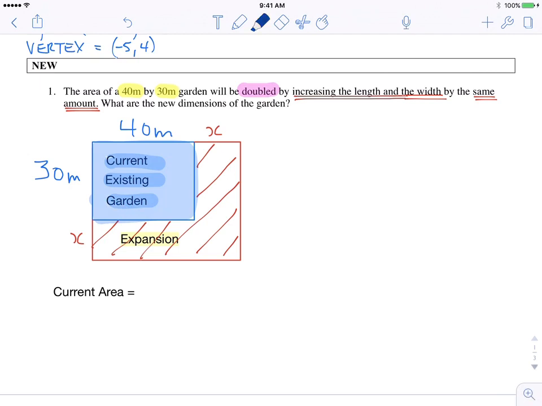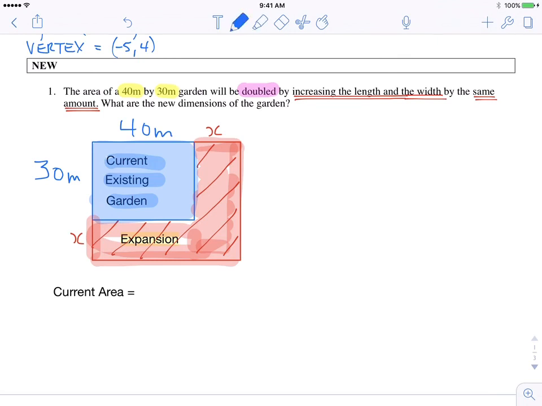And what we have in the red area is what's going to be added. So I extended the 40 meters by this amount x. I've also extended the 30 meters by this amount x. So the total area added is this whole area here. That's the expansion. This area that's being added will in effect double the area of the garden.